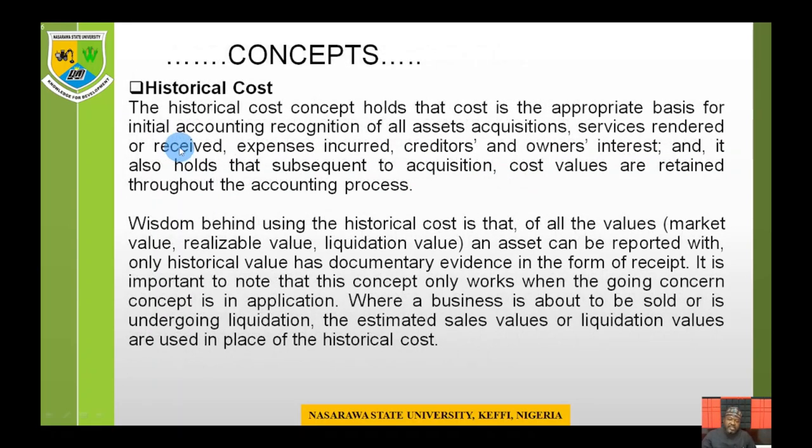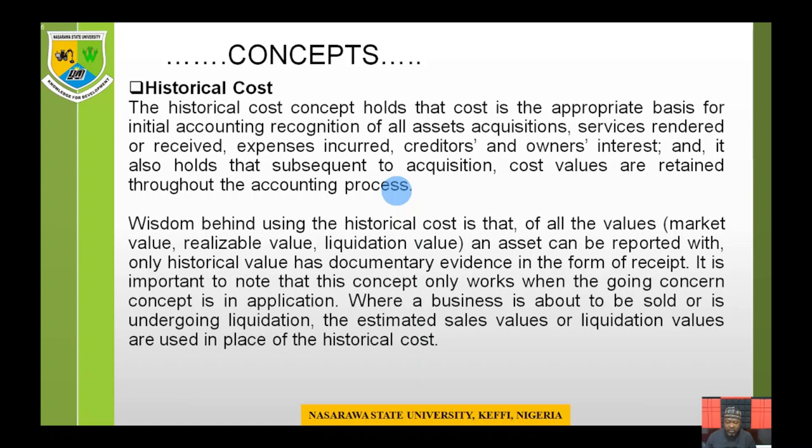The next concept is the historical cost concept, and this concept holds that cost is the appropriate basis for initial accounting recognition of all assets, acquisitions, services rendered or received, expenses incurred, creditors and owners interest in a business organization. And it also holds that subsequent to acquisition, cost values are retained throughout the accounting process. The focus here is that for the purpose of recording transactions, it is the cost of the transaction, not any other value, that is supposed to be recognized in the books of account.